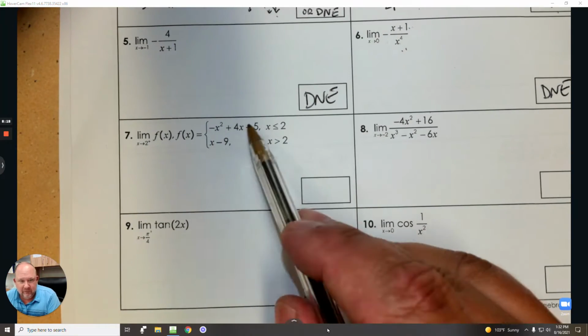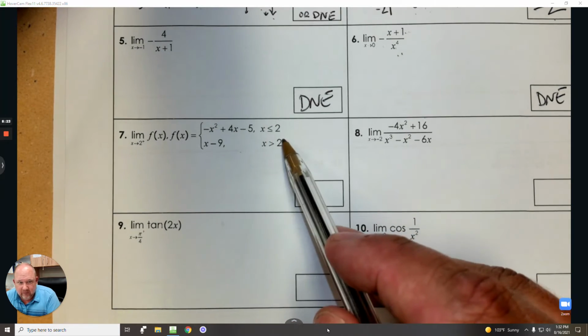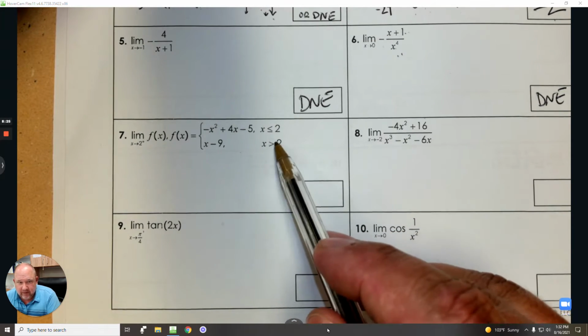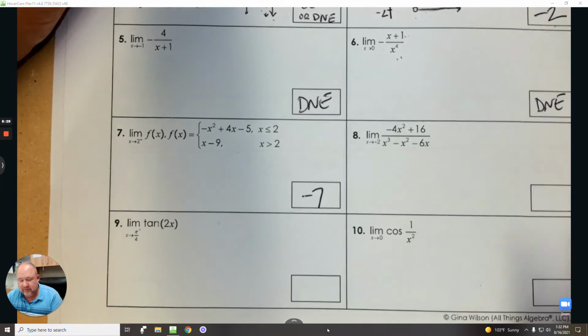This is called a piecewise. So when I'm looking at 2 from the right, I'm only looking at it when it's greater than 2 here. So I'm going to plug 2 into the bottom piece. 2 take away 9 is negative 7. And that's it.